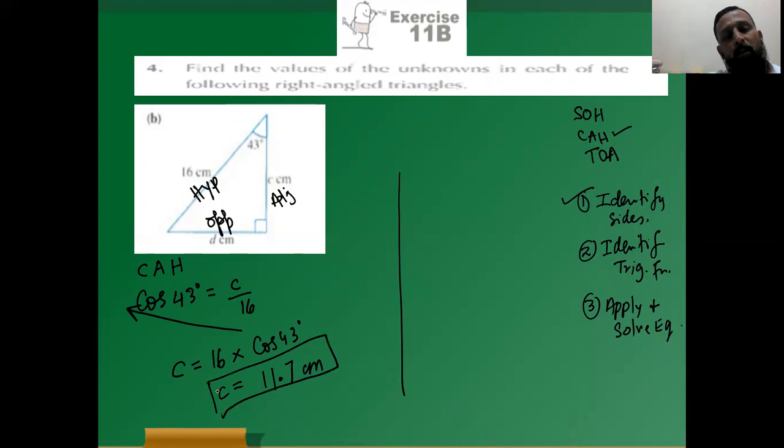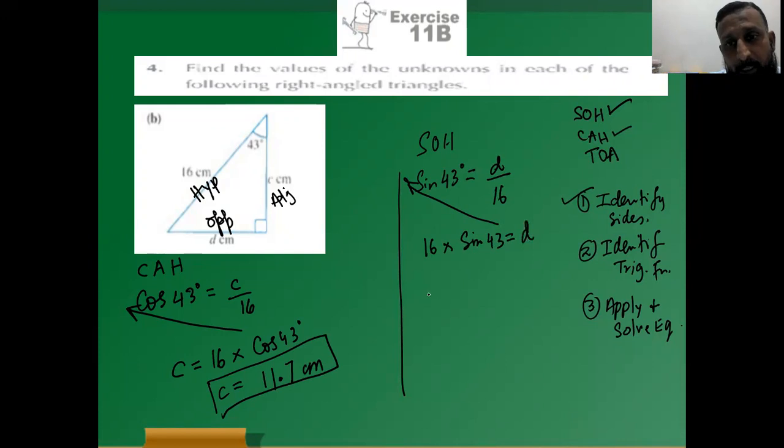All right, boys and girls. Now moving on to the next unknown, that is D. Now this is D. What side is this? This is opposite. So you need to look for the relation between opposite and hypotenuse. Again, look at the three trigonometrical functions. Opposite and hypotenuse come in SOH, so we're going to apply SOH for this. Sine of this acute angle 43 degrees equals opposite upon hypotenuse. Again, cross multiply 16 to this side. 16 multiplied by sine 43 gives you the answer for D. You're allowed to use your calculator: 16 multiplied by sine 43. The answer is found to be 10.9 centimeters.